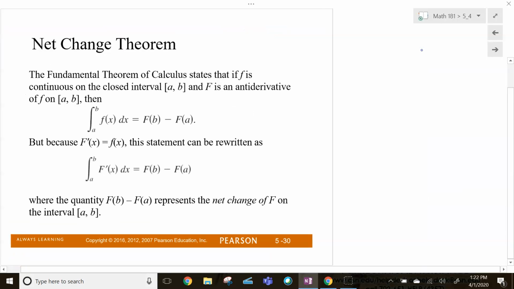Welcome back to the second fundamental theorem of calculus discussion. We ended the last section just barely getting into the net change theorem.